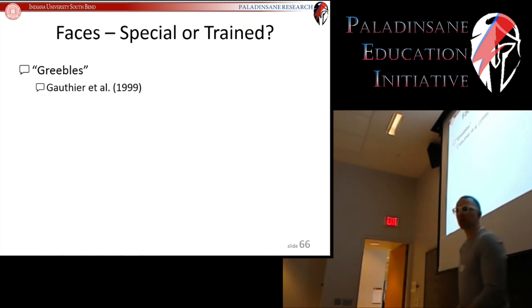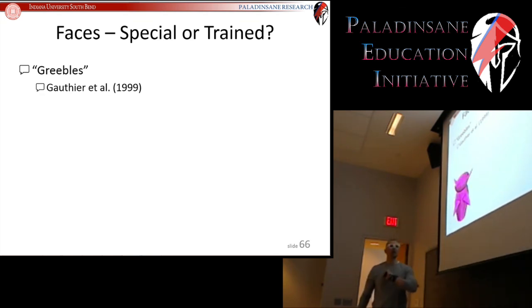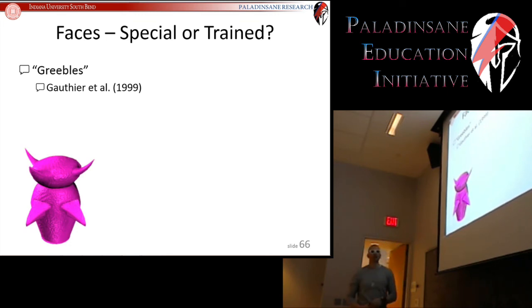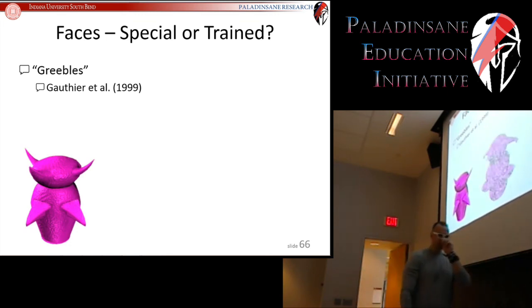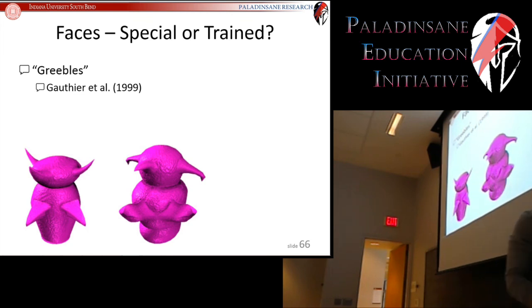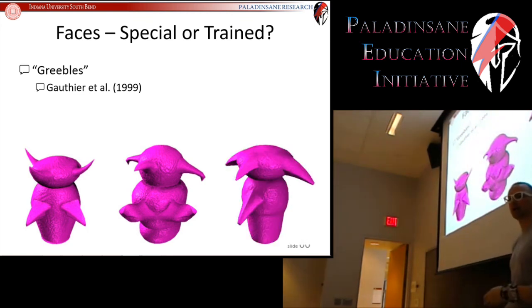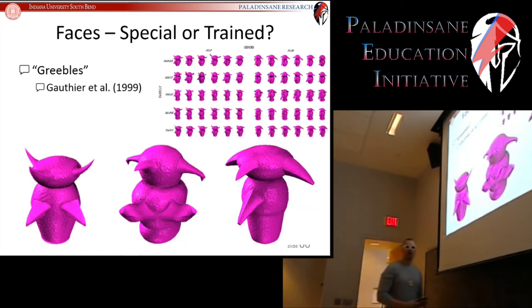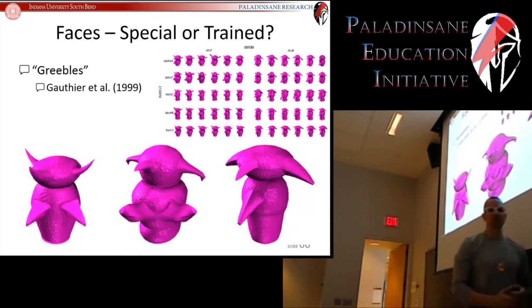So I was talking about Greebles. I haven't shown you one yet. So that is a Greeble. That's one example of a Greeble. That's another example of a Greeble. Here we got another Greeble. And here we have the entire population of Greebles. All the different types of Greebles.